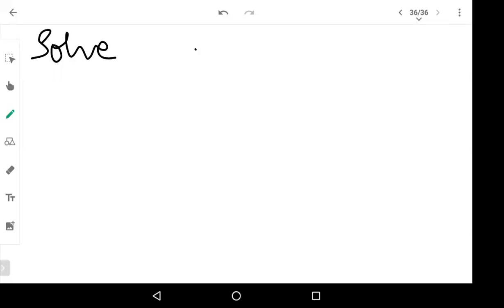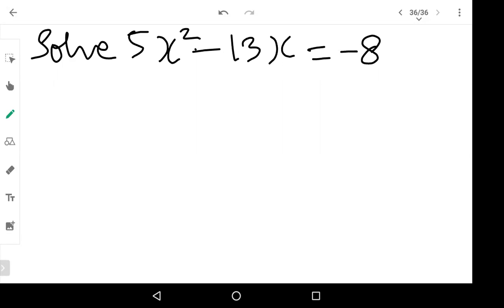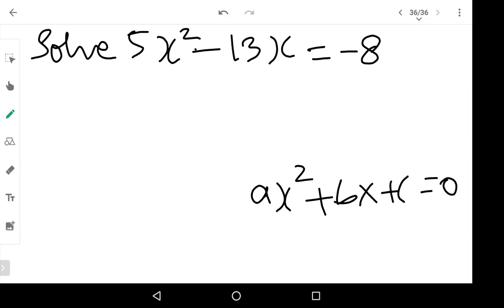Let us solve this problem. 5x square minus 13x is equal to minus 8. This is the next problem. Now, firstly, check if this problem is in the form of ax square plus bx plus c is equal to 0. Is it in the equation format? No. So what you're supposed to do is, for such equations, you have to get it into the format ax square plus bx plus c, and then only you are supposed to apply the formula. So first we will be putting the equation into the format.